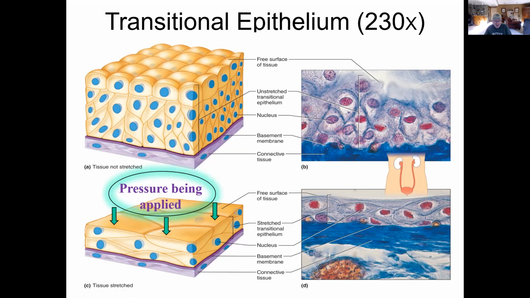If there's not, the cells look somewhat cube-shaped. If you want to think of the top layer as cube-shaped, that which is closer to the free surface. But these down below take on a very bizarre arrangement of shapes. But when you start to put pressure on these cells, they become much more stretched, much more flattened, although we would not use the term squamous here. Okay, this is still transitional epithelium. The only place you find it, again, ureters, bladder wall, and parts of the urethra.